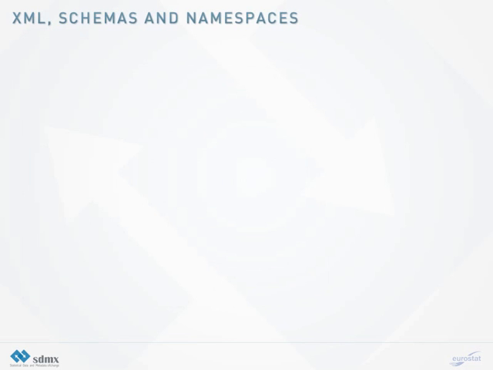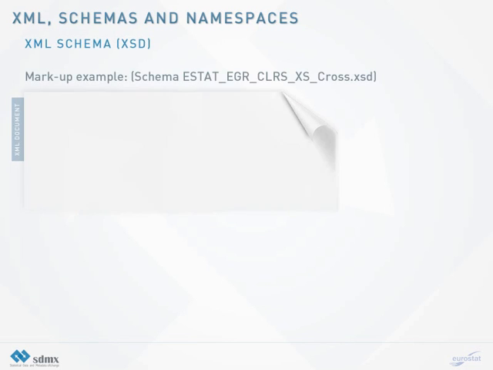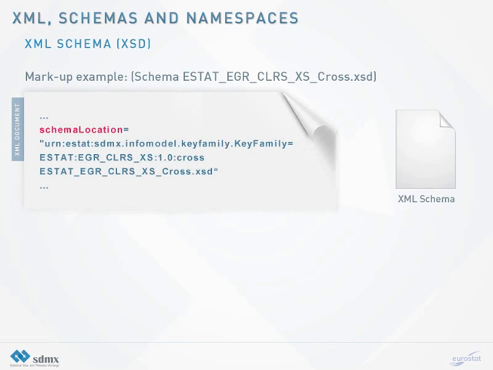In order to validate one XML file against a schema, the schema location attribute is used inside the root element of the XML file. This attribute consists, in nodes, of two components, namespace and schema.